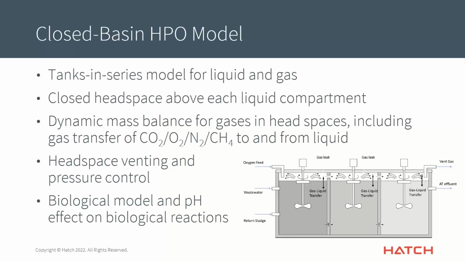So how do we go about modeling this then? For the closed-basin HPO model, we're using tanks in series for the liquid. That's exactly the same process that we would use for any plug flow tank. And then we also have headspaces in series, so it works exactly the same way. We have that closed headspace above each of the liquid reactors, and then we do a dynamic mass balance of the gases in those headspaces, exactly the same way that we do the dynamic mass balance of the COD and the nitrogen and the phosphorus and everything else in the liquid.